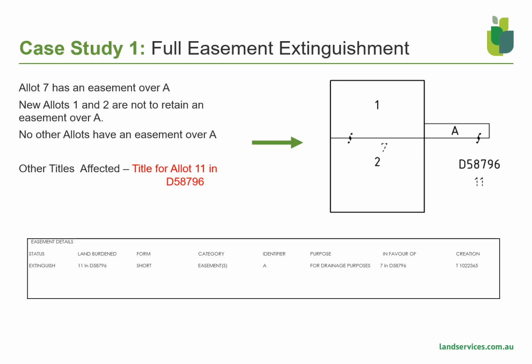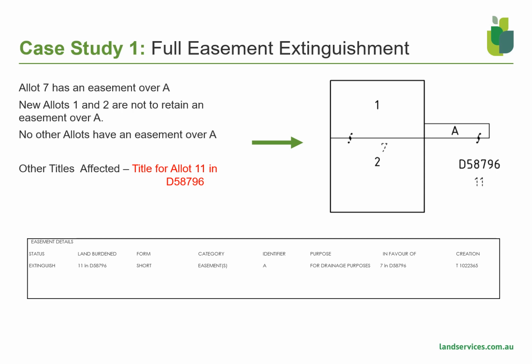In this first case study, allotment 7 has an existing easement over the land marked A. A is in allotment 11 in deposited plan 58796. The new allotments 1 and 2 being created in this plan do not require an easement over A.